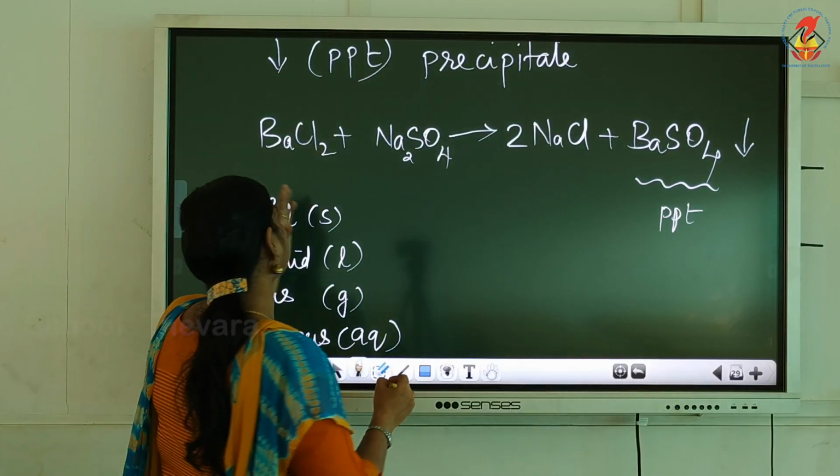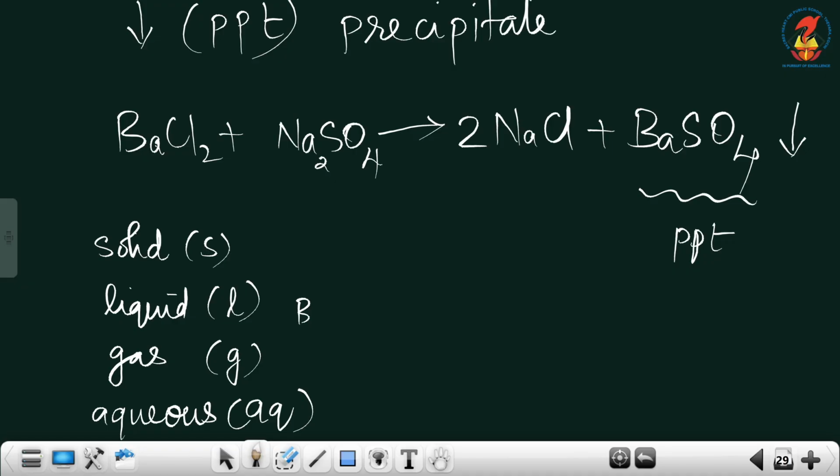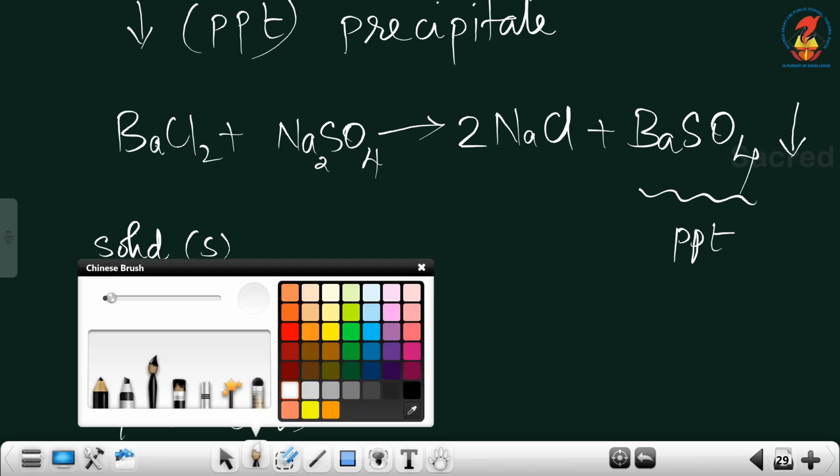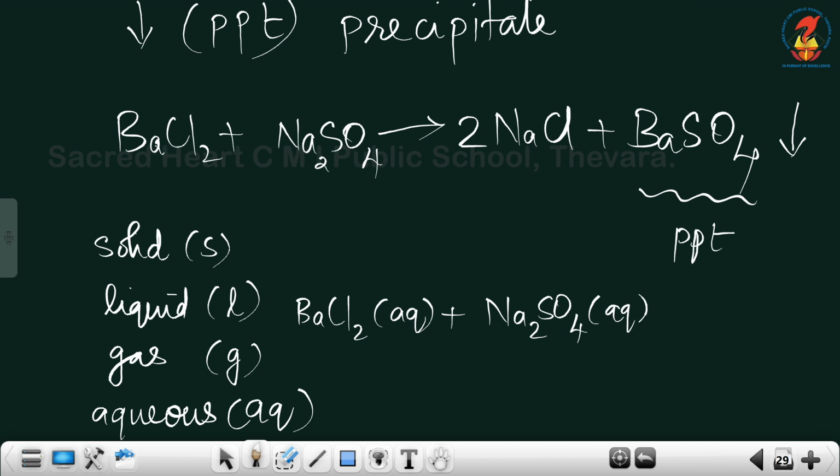In this case barium chloride is an aqueous solution. So when you are writing that equation, BaCl2, we can denote it as aqueous, aq, and sodium sulfate is also a solution. There also we can denote Na2SO4 aq, aqueous. Both are dissolved in water. After that we are getting sodium chloride, that is also aqueous.